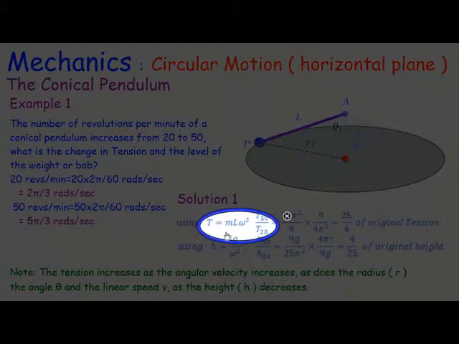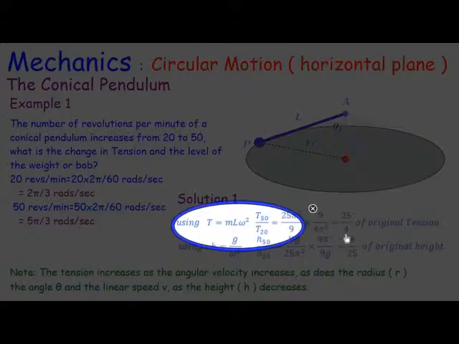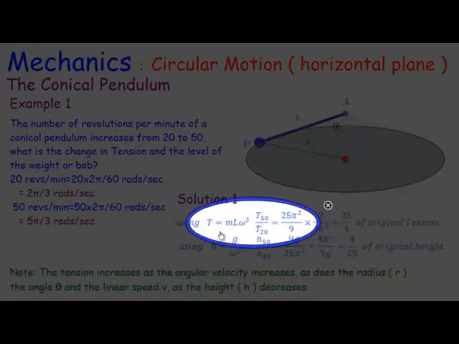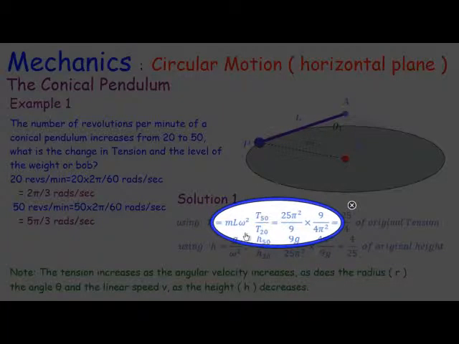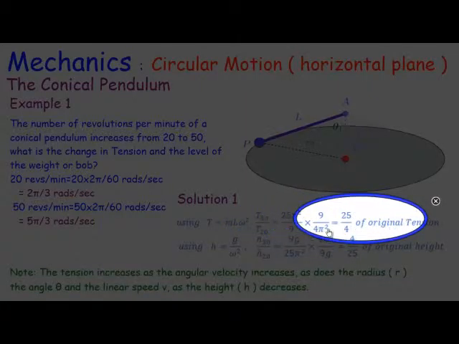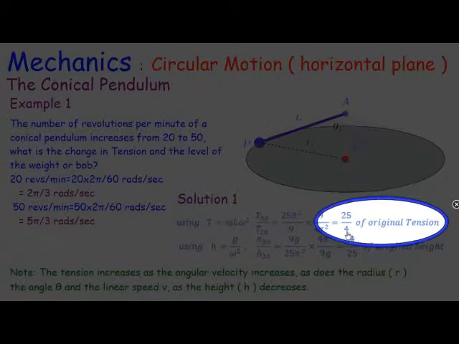T is equal to the one we derived a little bit earlier, m L omega squared. We've got m and L being the same, obviously, so they cancel out, and we just look at the omega squared. So here you can see the tension is really just dependent on the angular velocity. So we need to get the angular velocities and divide them by each other. And you can see here we get about 6.25. The tension actually increases by about 6.25 times the original tension.